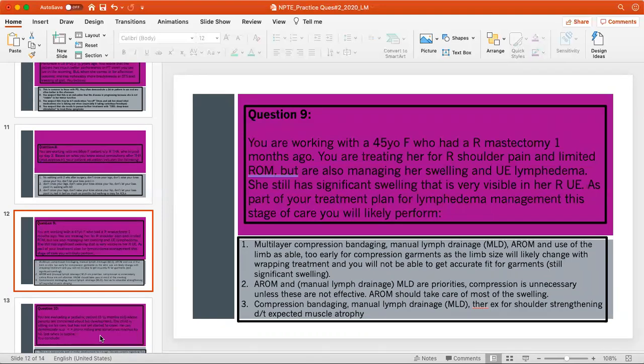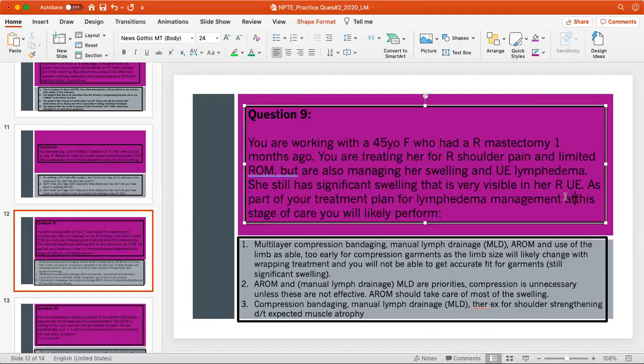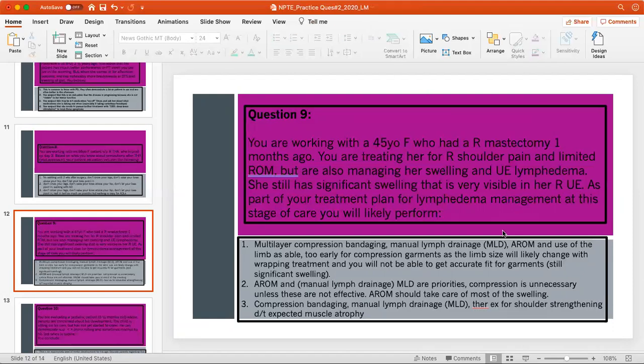Our patient is still having significant swelling. It's very visible in her right upper extremity. And as part of your PT treatment for lymphedema management at this stage of care, you will likely perform: 1, multi-layer compression bandaging, manual lymph drainage, MLD, active range of motion and use of the limb as she's able.